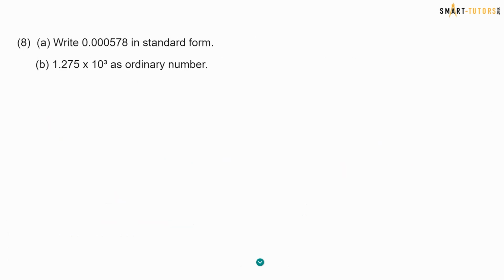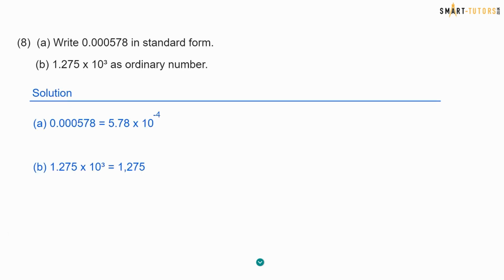Question number 8, write 0.000578 in the standard form and 1.275 times 10 to the power 3 as the ordinary form. This is a straightforward standard form question. Let's look at the answer.